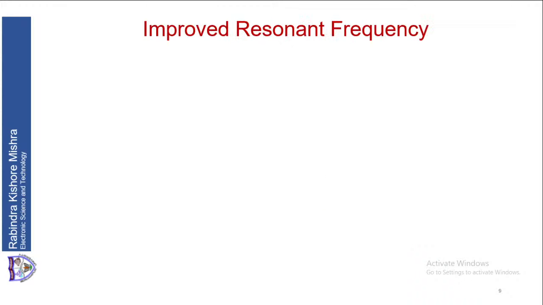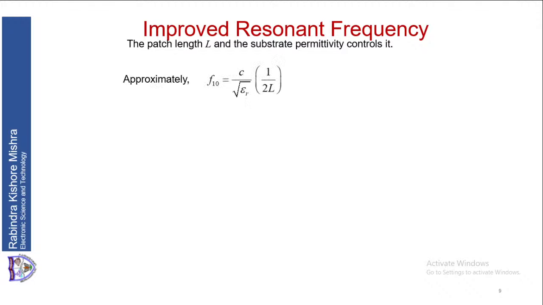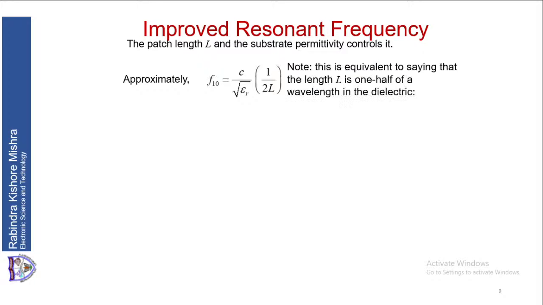Now since the field is extending beyond the edge, we cannot say that the length of the patch is exactly L. The physical length of the patch is L, but the electrical length is not L. It will be something more than L. And we have seen from the expression for resonant frequency, there are two things which control it. One is its length, the other is its dielectric constant, because in the dominant mode, F10 is equal to C by root epsilon R into 1 by 2L. C is a constant, therefore epsilon R and L control the resonant frequency.